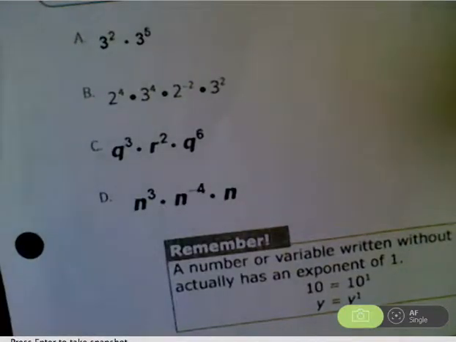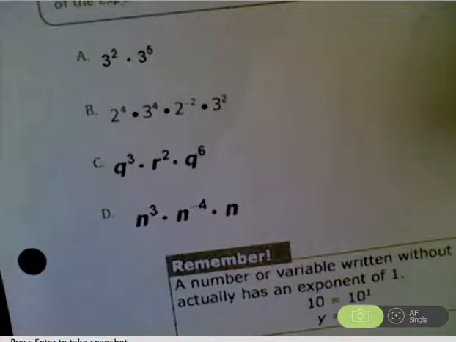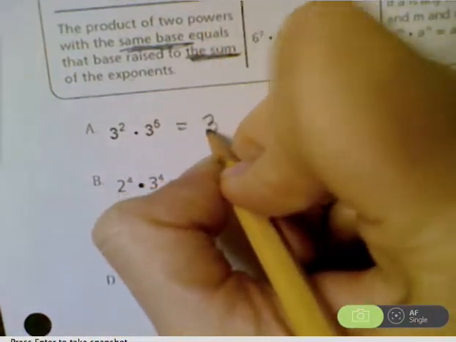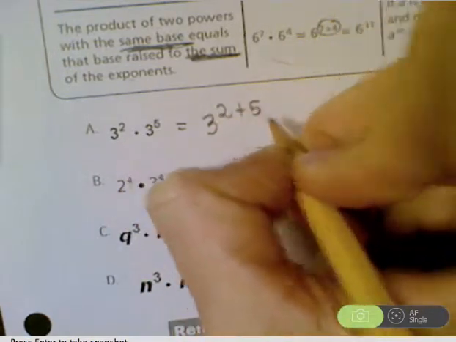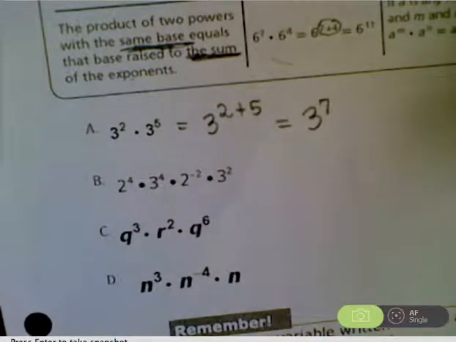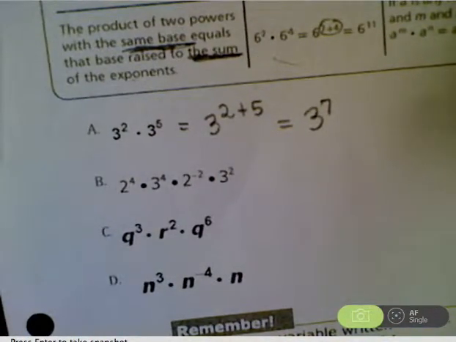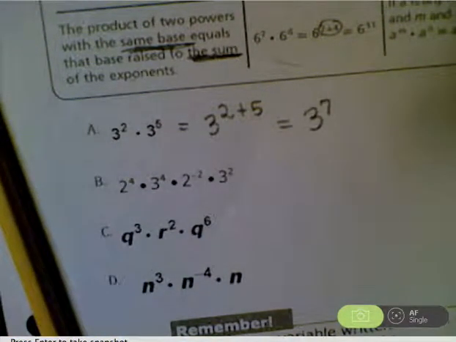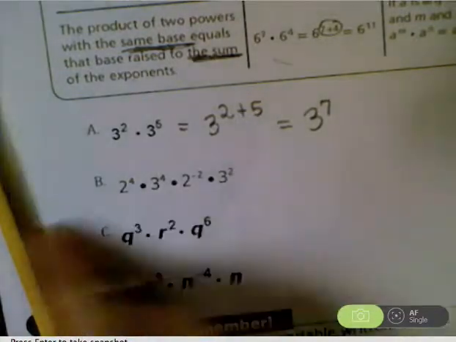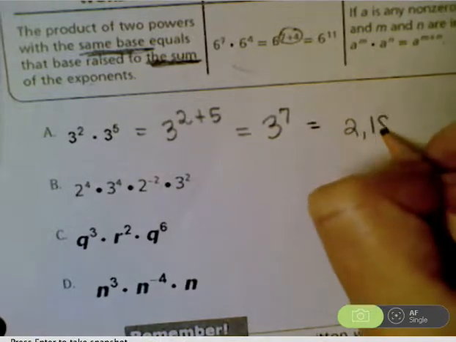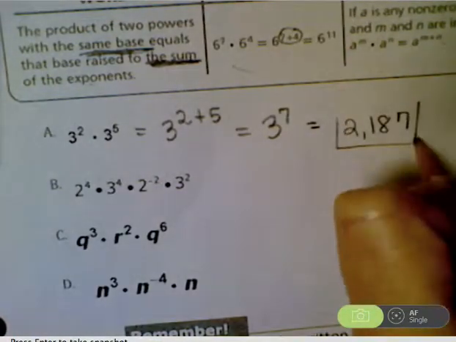If you look at letter A, we have the example 3 to the power of 2 times 3 to the power of 5. So since those have the same base, you can add the exponent. So that would be 3 to the power of 2 plus 5, which is what? 3 to the power of 7. Since this is a numerical expression, we can go ahead and solve that. On your calculator, you can figure out that 3 to the power of 7 is what? 2,187. Good. That's a big number.